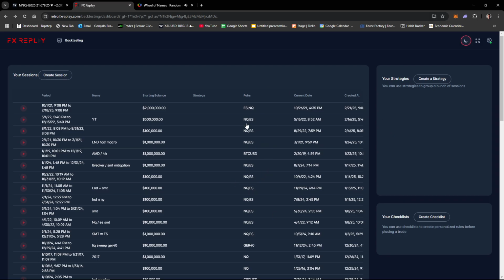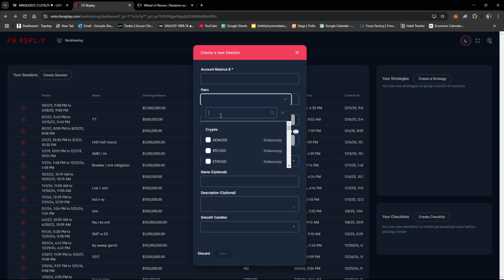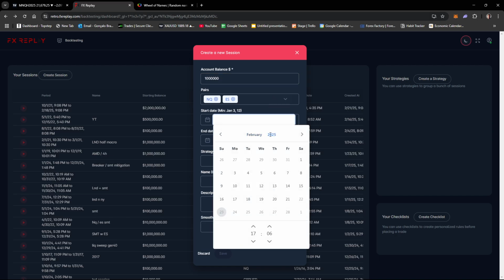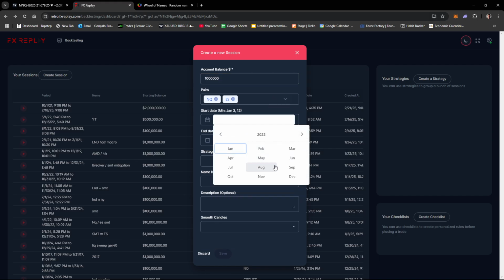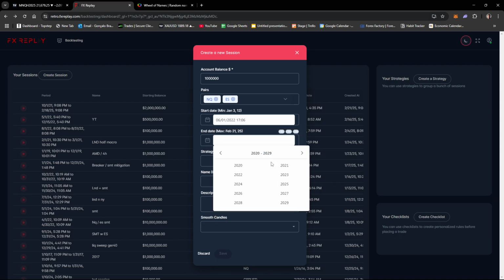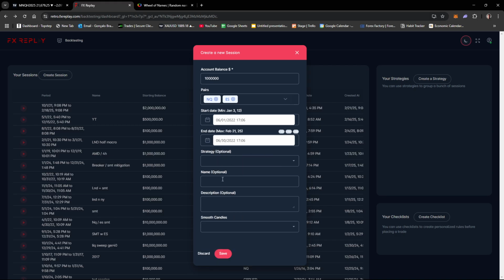You can see I use this all the time to test all my systems. Create a session. The pair is going to be NQ for the executions and ES for divergence. There we go. Account balance doesn't really matter because we're not going to be using this system software. We're just going to be executing and calculating it on my calculator. So we've got June. Start on the 1st, till the 30th. This is going to be called YouTube Backtest.